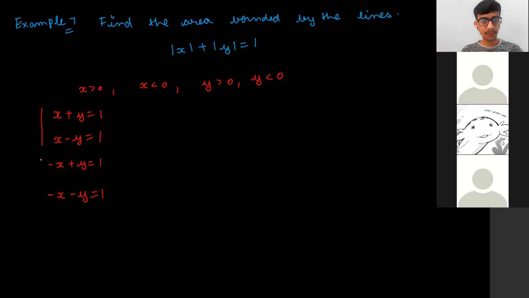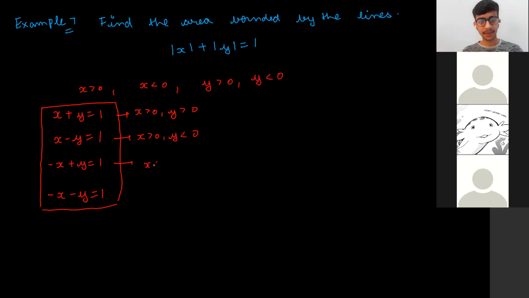So this is how you deal with a modulus question. These are actually a set of 4 lines. So what is the condition for them? X is positive, y is also positive. This is x positive, y negative. This is x negative, y positive. This is both negative.